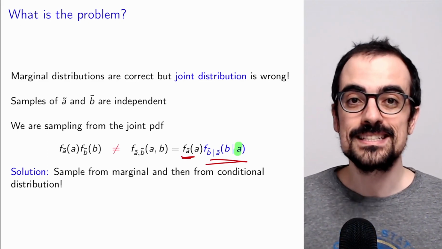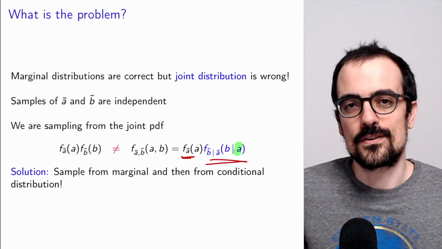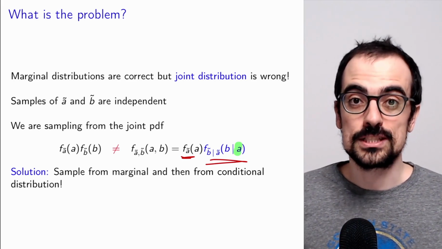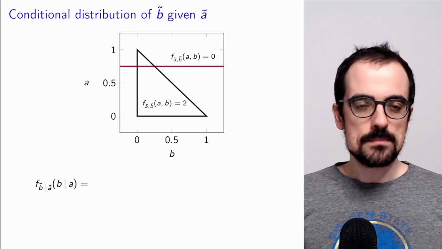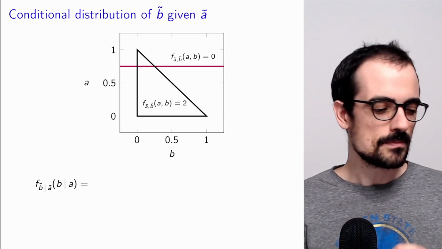That's the critical insight to make this work. So in order to do that, first we need to derive the conditional distribution of B given A. So let's do that. Remember what is the conditional PDF of a random variable given another random variable.